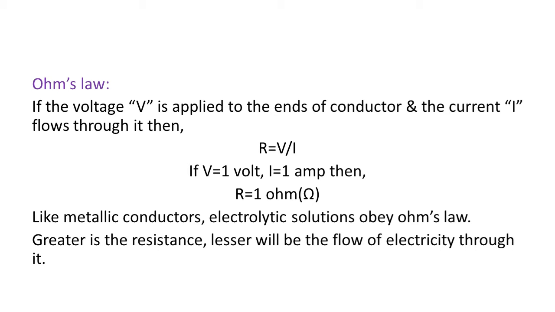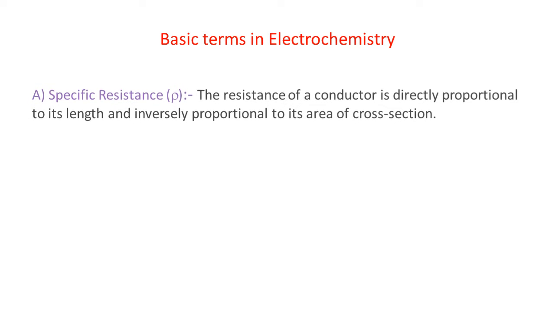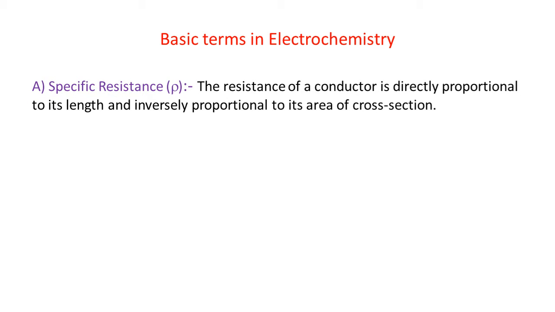Like all metallic conductors, electrolytic solutions obey Ohm's law. Greater is the resistance, lesser will be the flow of electricity through it. Now, some basic terms in electrochemistry. The first term is specific resistance, denoted by rho.